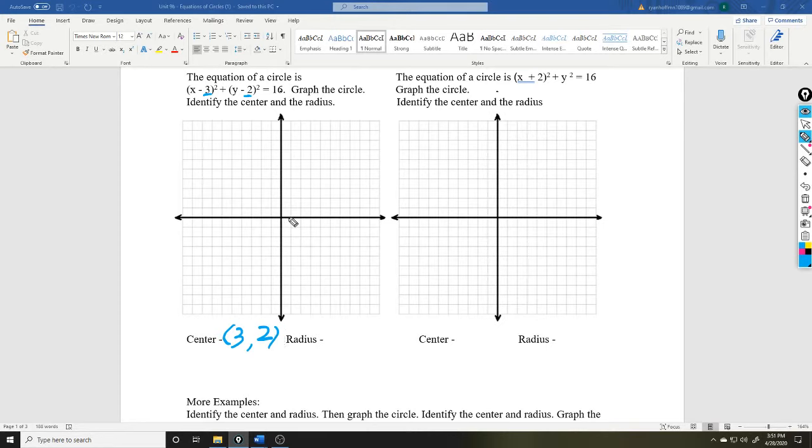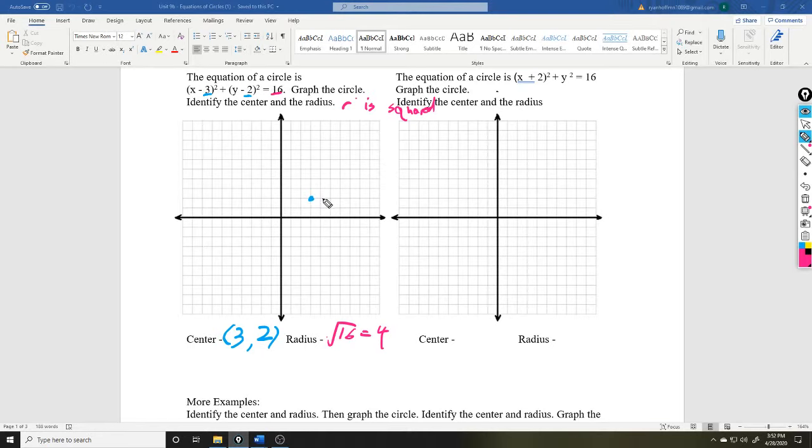So my center's at 3, 2. Let me go ahead and put that on the graph. 1, 2, 3, up to 2. There's my center. And then my radius is my distance. My radius comes from here. But remember, r is squared. So if I used 16 here, well, r is squared. So instead of 16, I want to take the square root of that. I want the square root of 16, which is 4. So my radius is actually 4.